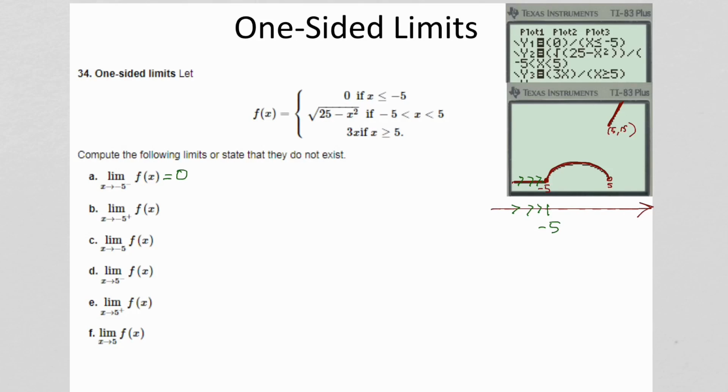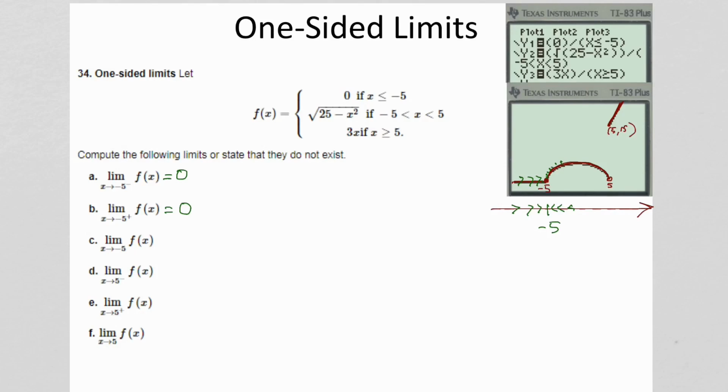Now, if we look at the limit as x approaches negative 5 from above, we're approaching negative 5 from the right, and the image of those values are on the half circle. So those would be here, here, here. As we get closer to negative 5, but strictly larger than negative 5, we're getting as close as you want to y equal to 0. So the limit as x approaches negative 5 from above is also 0.